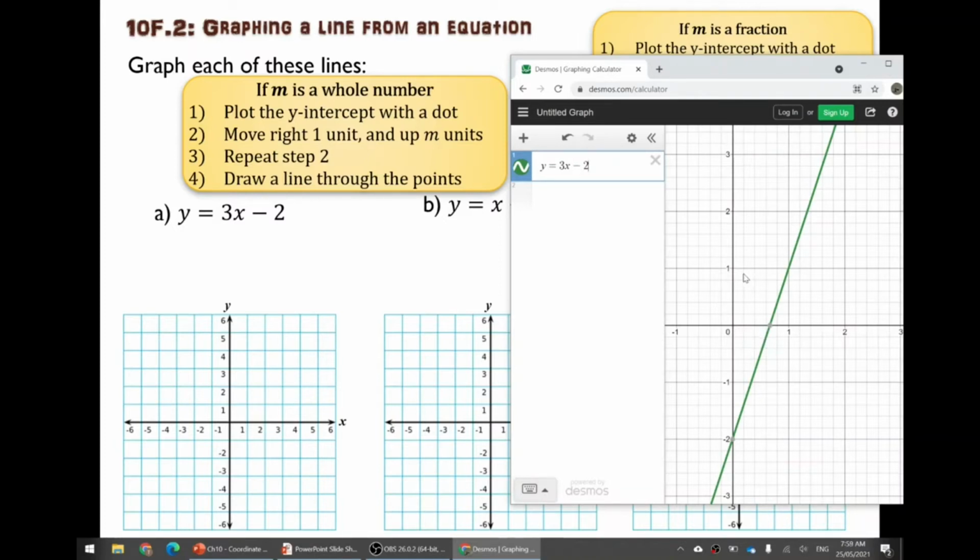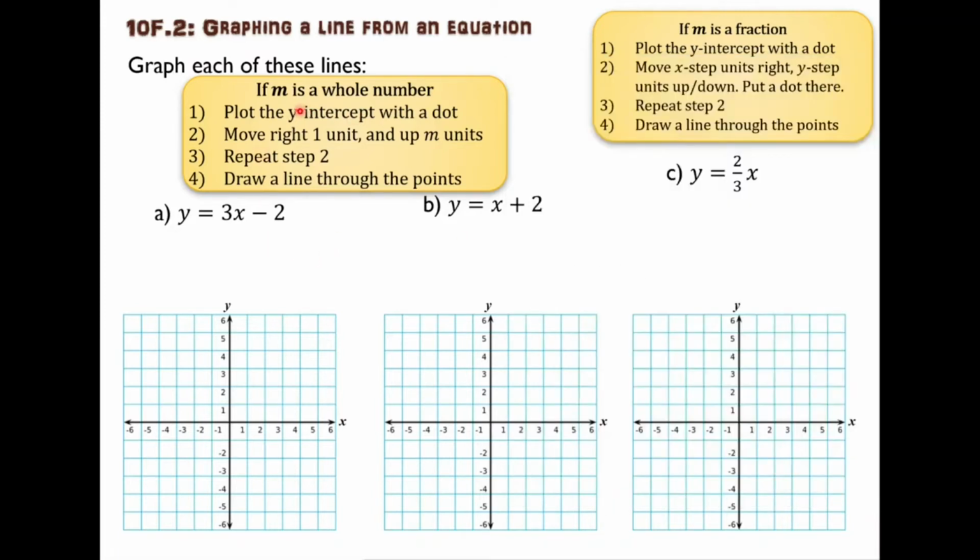So then we don't even need technology. We can do it in our heads or on paper. So if the slope or gradient m is a whole number, and here it is, the gradient is 3, step number 1, plot the y-intercept with the dot. The y-intercept is the constant term, the term that's by itself. You would have seen that in our last video. So the y-intercept is -2, which is right about here. That is where it crosses the y-axis.